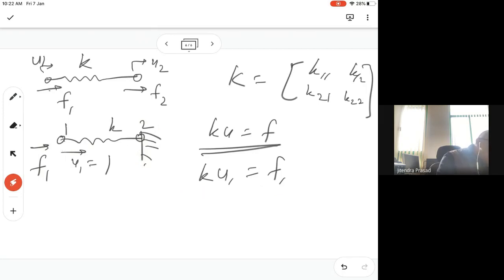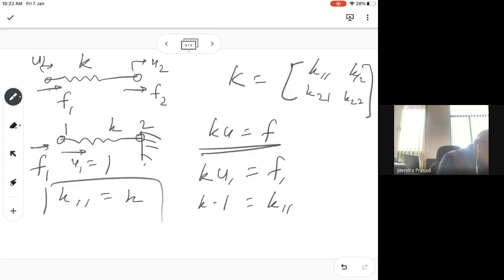Now, given this, the F1 is equal to what? K11 by definition, right? So K multiplied by 1 equal to K11, because K11 is the force required to induce a unit displacement here. So u1 equal to 1, K times 1 equal to K11. So that really means that K11 equal to K. Simple. We got that.